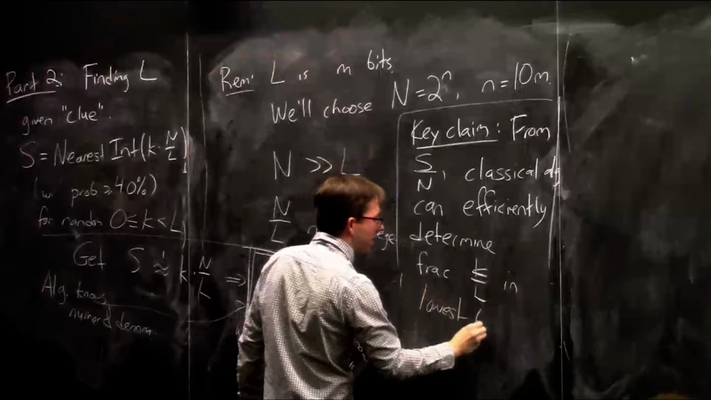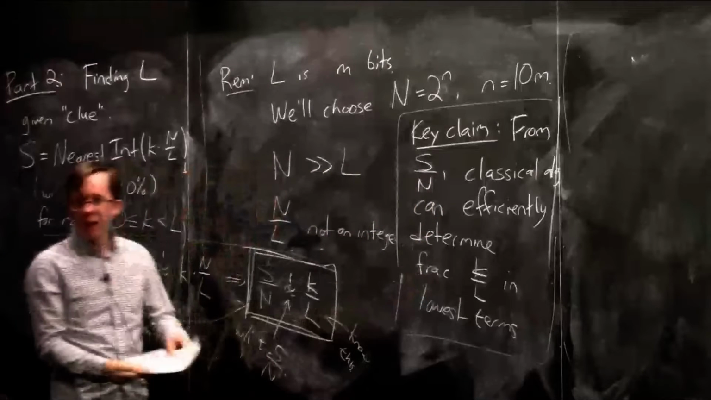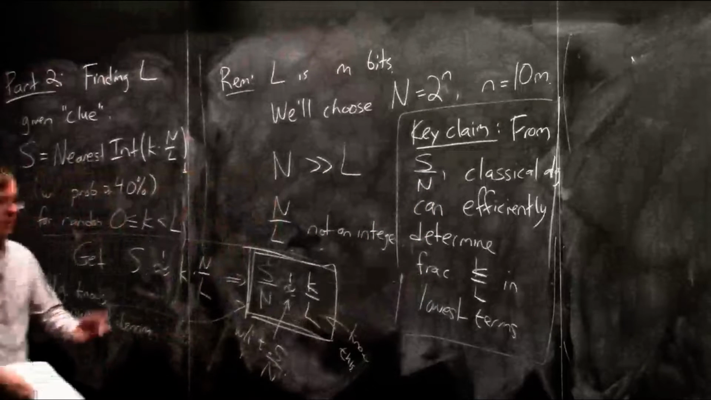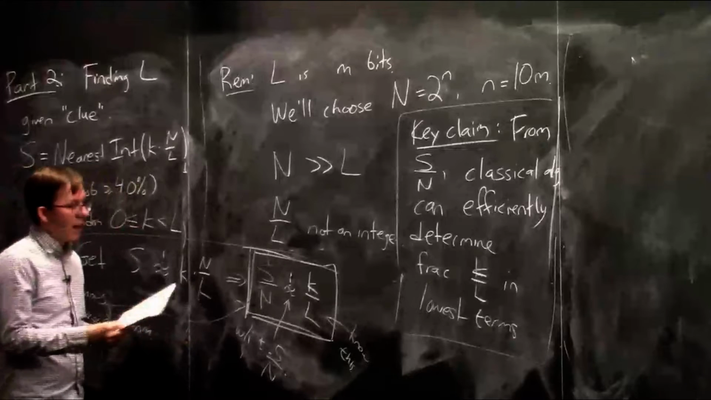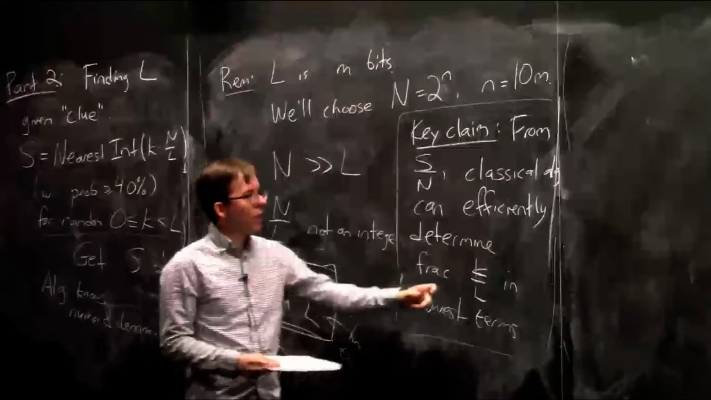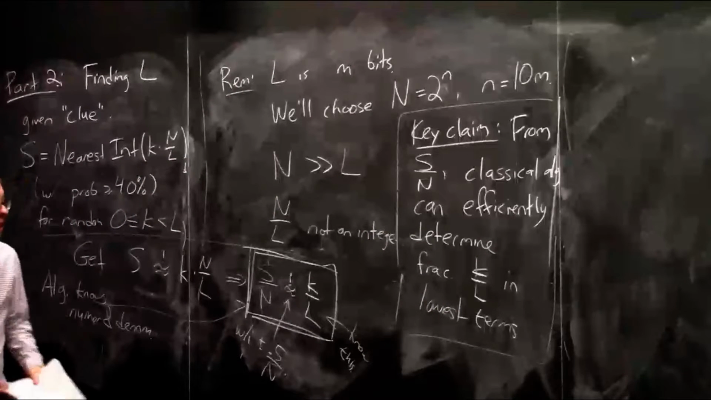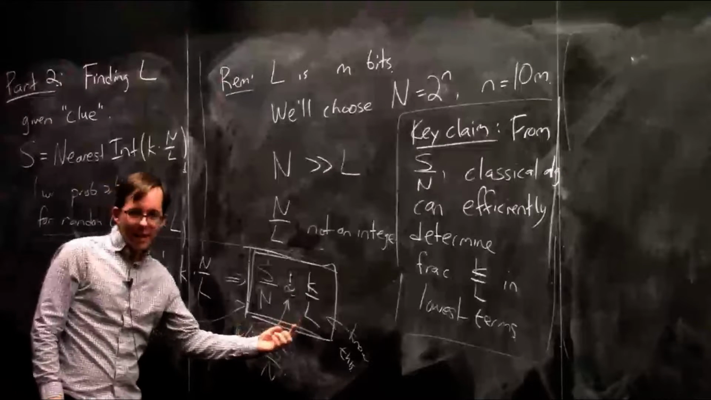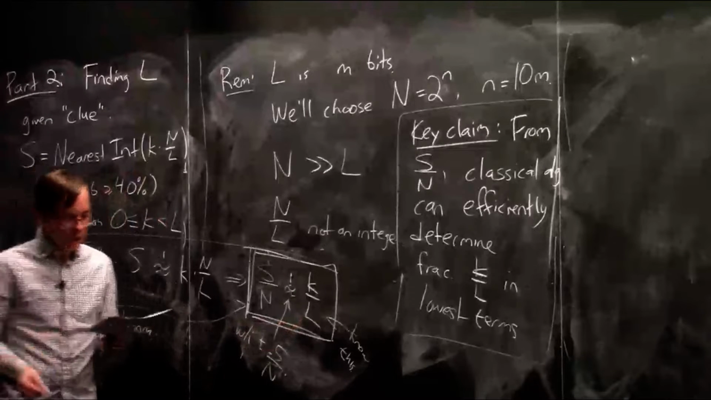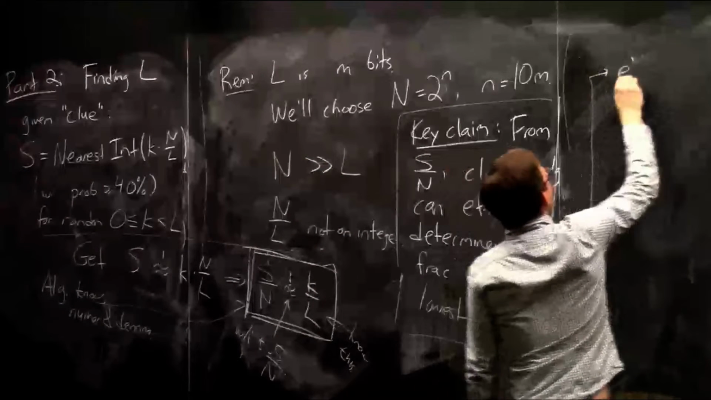Lowest terms is a term from elementary school. If you have a fraction, and k and L have a common factor, you cancel it out. You keep doing that until you get it in lowest terms. And what we're going to show is that once the algorithm gets S and N, it can figure out what this fraction is in lowest terms. And that's almost what it wants. What it really, really wanted was capital L. But from this, we're easily done.